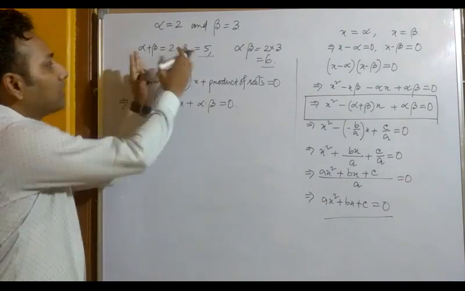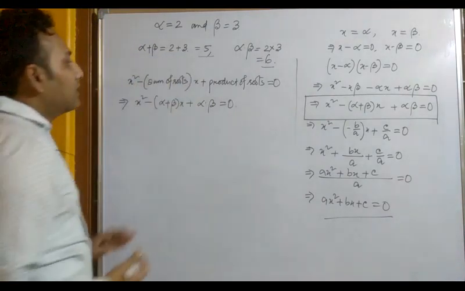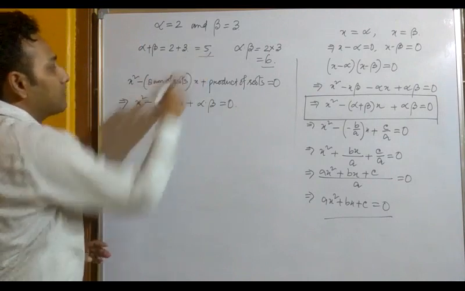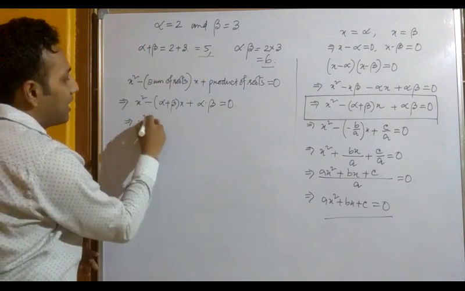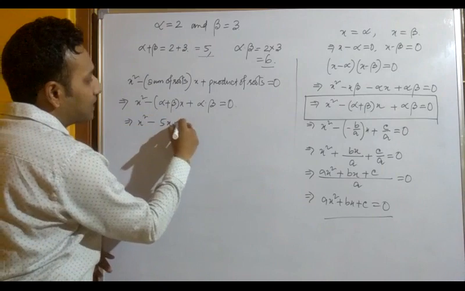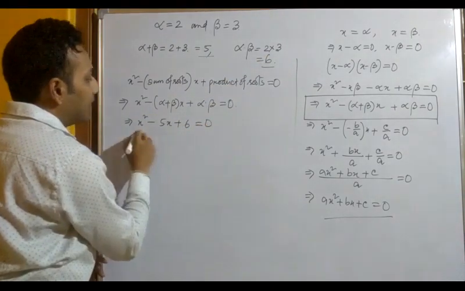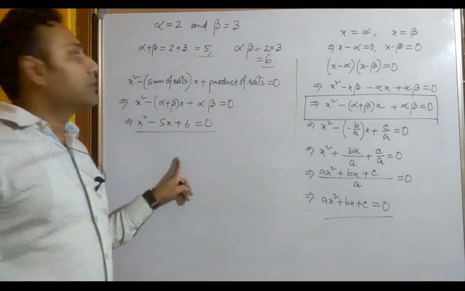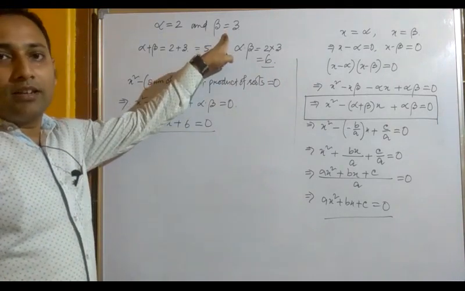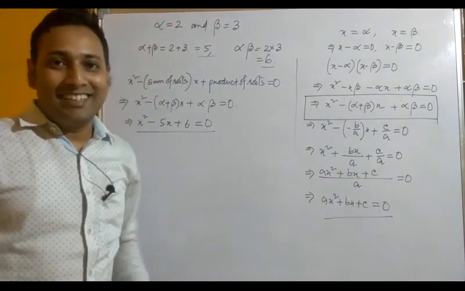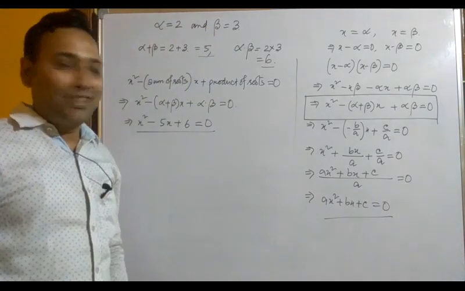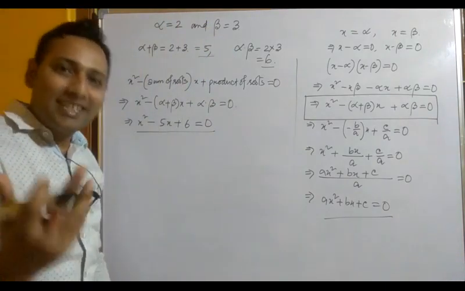Okay, now let us plug in the values and find out the equation. If I put alpha plus beta equal to 5 and alpha beta equal to 6, it will become x square minus 5x plus 6 equal to 0. That means this is going to be the quadratic equation if roots are given. But still there is a doubt in the mind whether it is correct or not. So let us check once again.